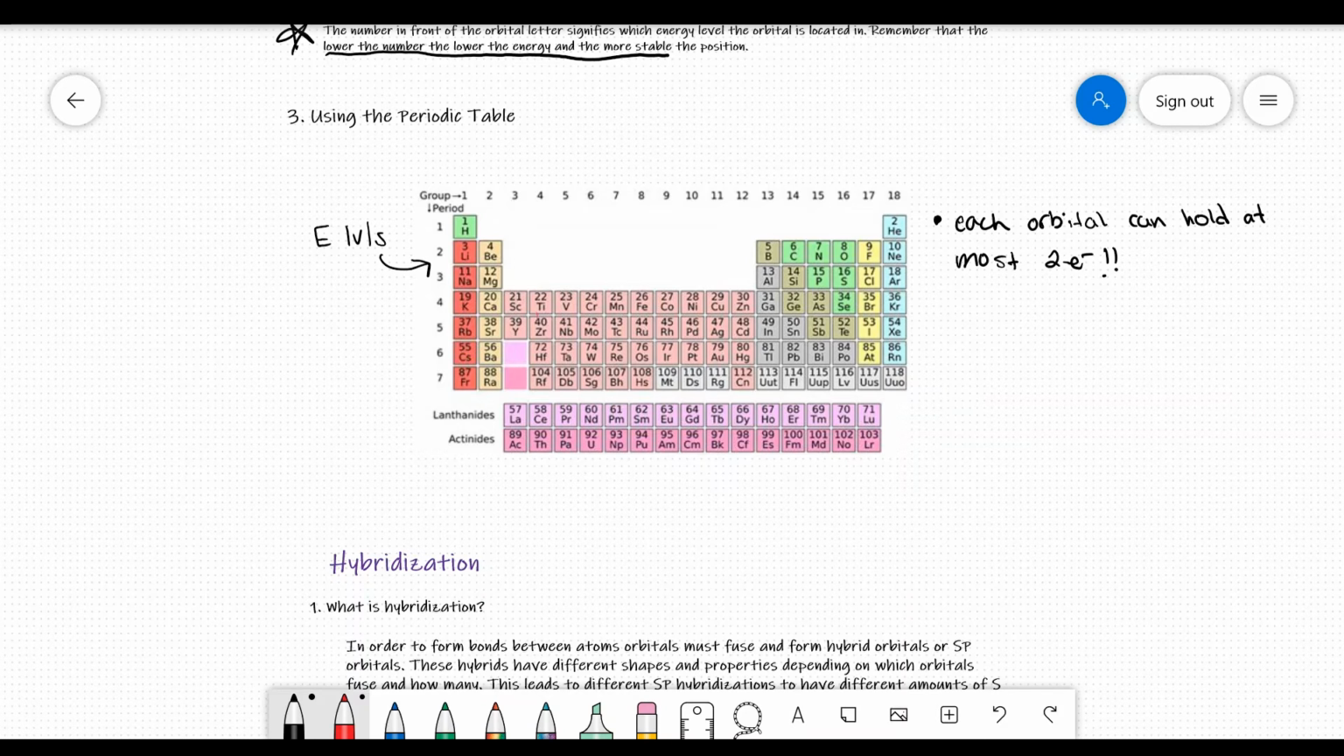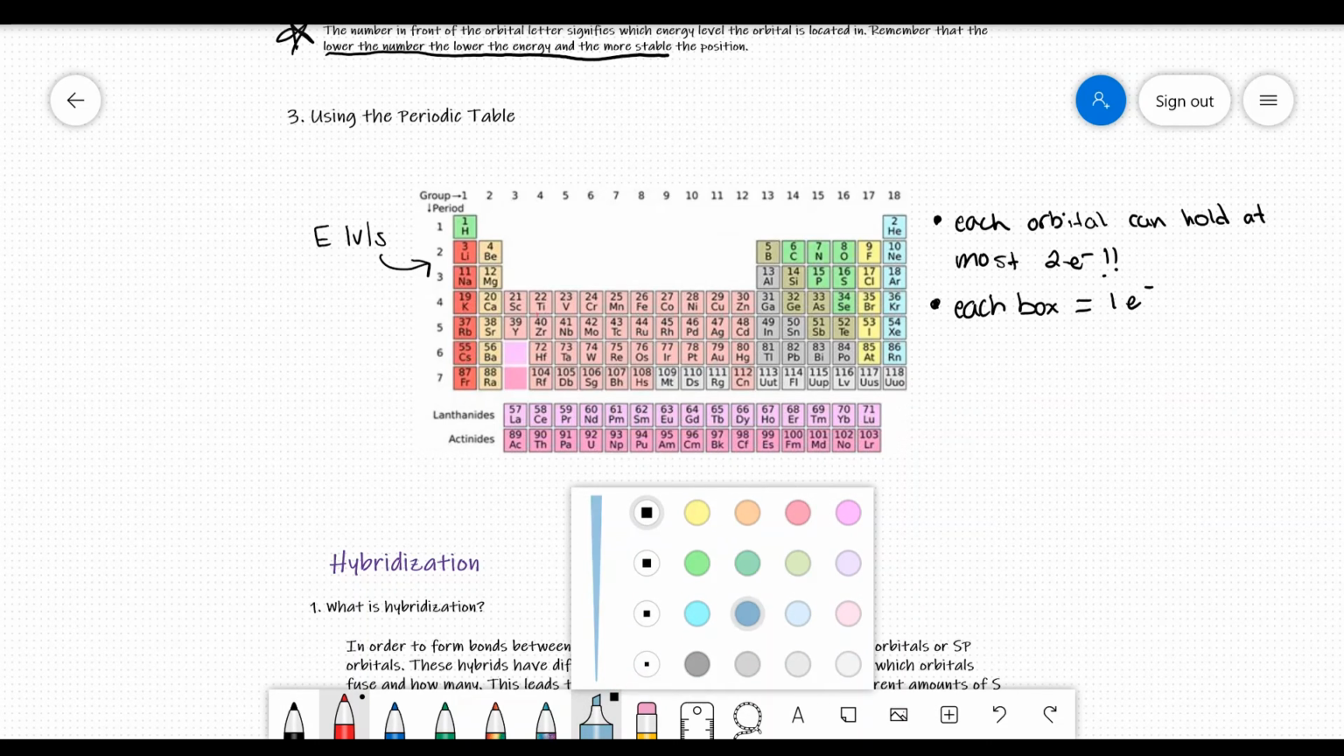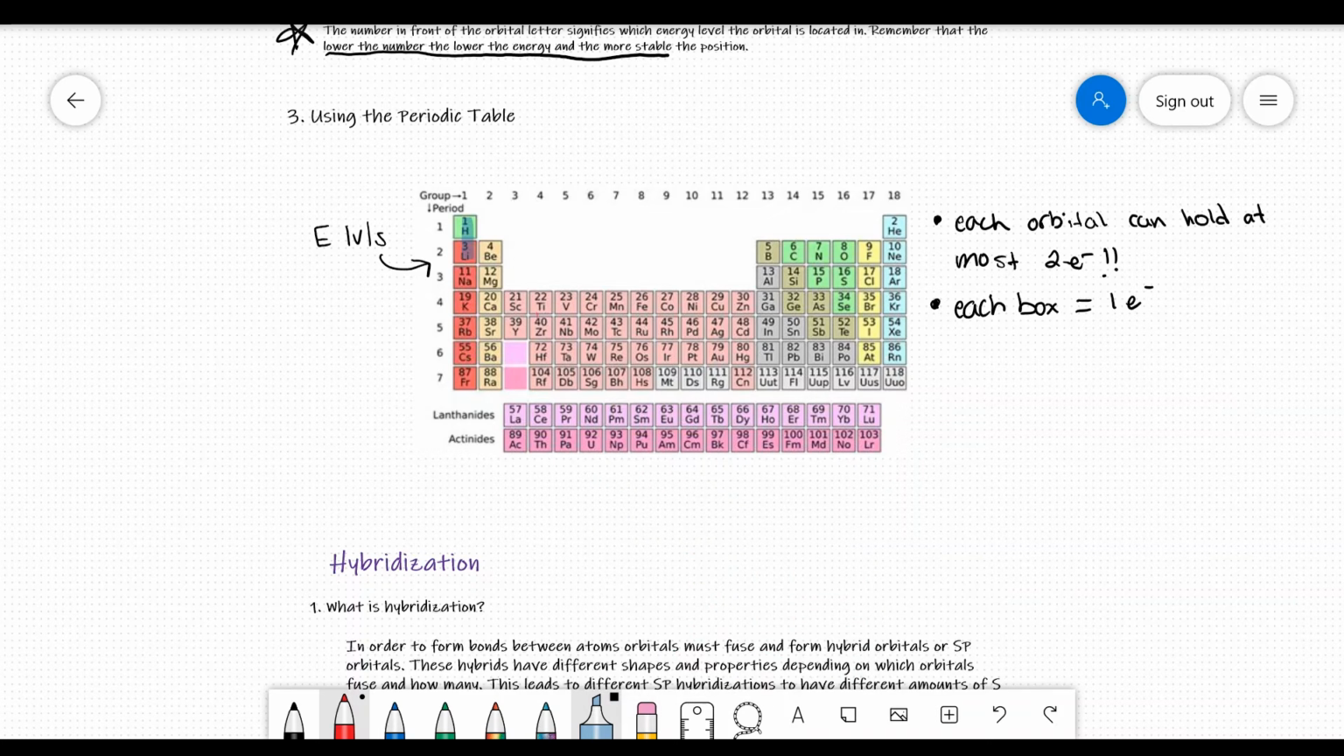Please don't forget that. Then next, think of each box on the periodic table, so each box for each element, as equal to 1 electron. And this is going to help us really visualize these orbitals. First, we need to remember that we have our s orbitals, and they're only ever going to hold 2 electrons. Where can we find these s orbitals on the periodic table? We're going to find them in the first 2 columns.